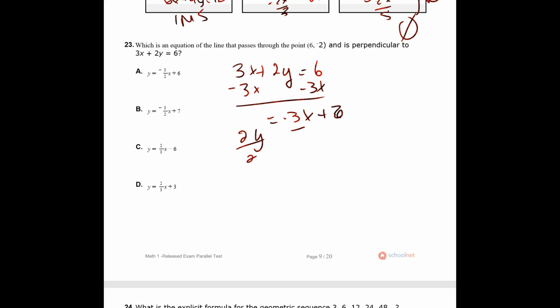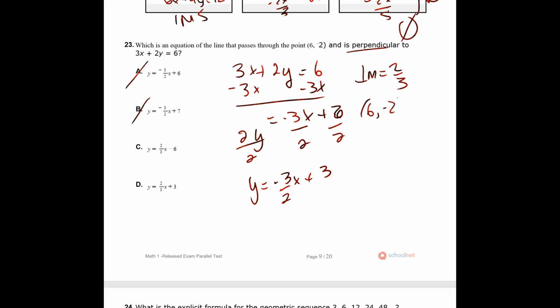Divide everything by 2, and we get y is equal to negative 3 halves x plus 3. The y-intercept is not important. What's important is the slope, and we're looking for perpendicular. So we flip it and change the sign. The perpendicular slope will be 2/3. And we want to go through 6, negative 2. So we have 6, negative 2 as a point.